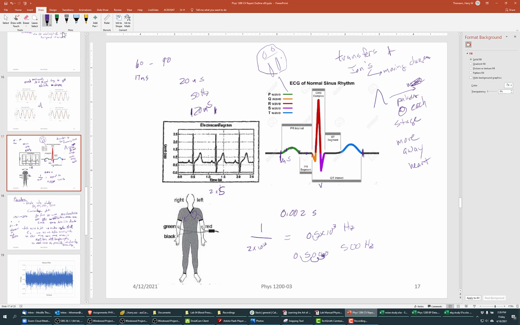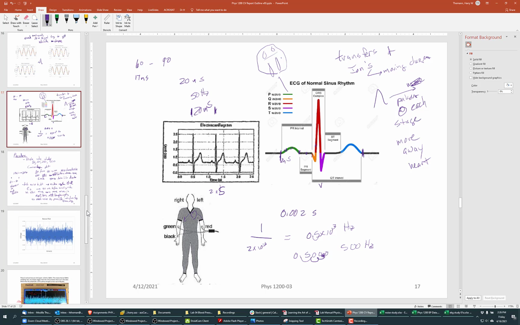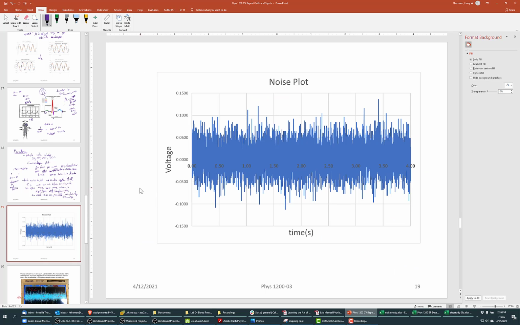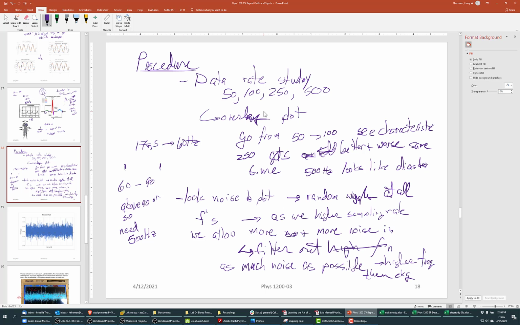Okay, great. So now we have our procedure. We do a data rate study, and we notice that as we go up, we did the data rate plots and overlaid them, and we go from 50 to 100. We start seeing the characteristic shape a little bit, but then as we go up to 250, and then up to 500, we're like, oh my God, it's a disaster.